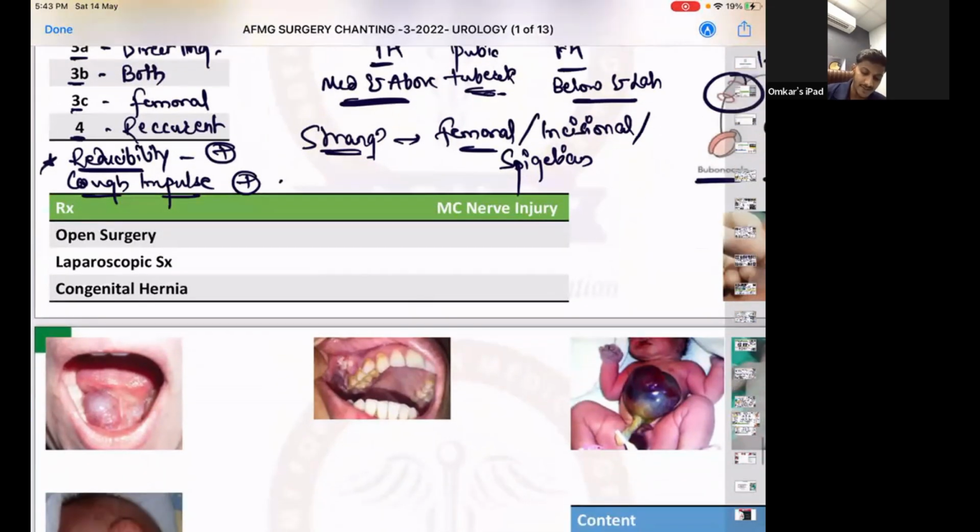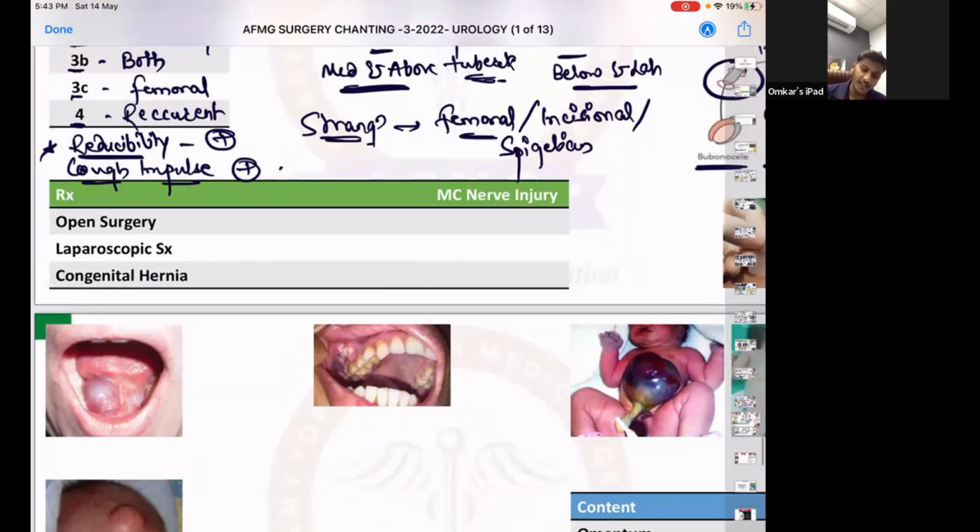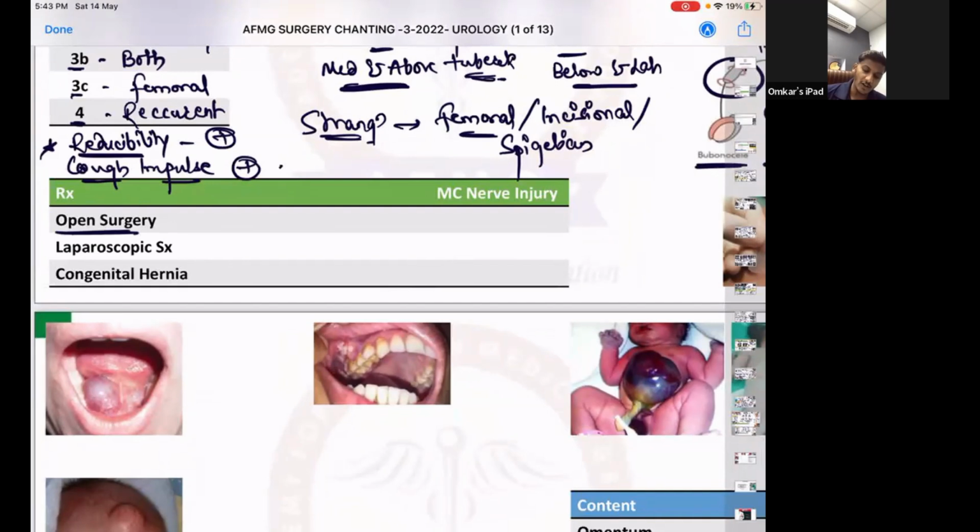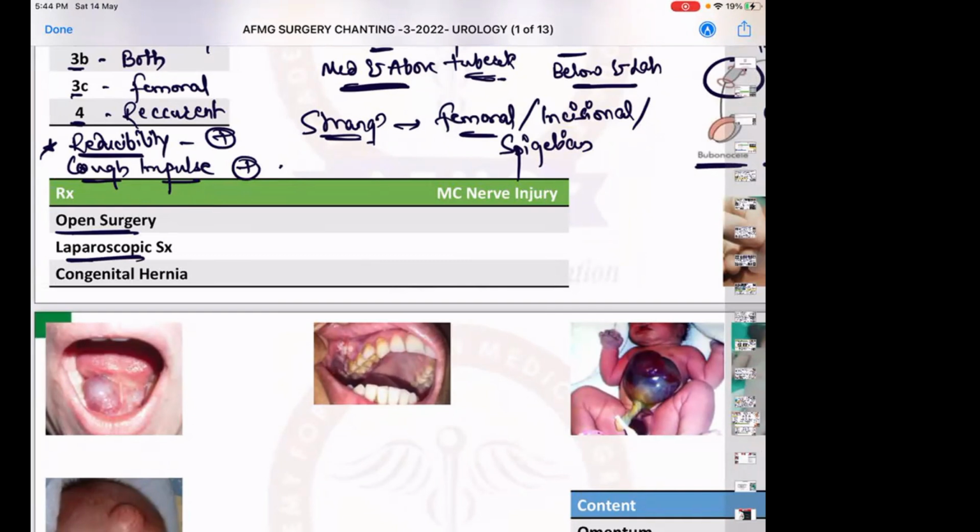Now please tell me, treatment of hernia is definitely hernioplasty. That means we will open up the sac, put the contents back into the abdominal cavity and close it. That is the treatment of choice. We can do either an open surgery or a laparoscopic surgery. Important.